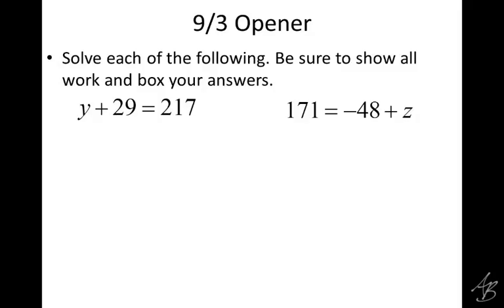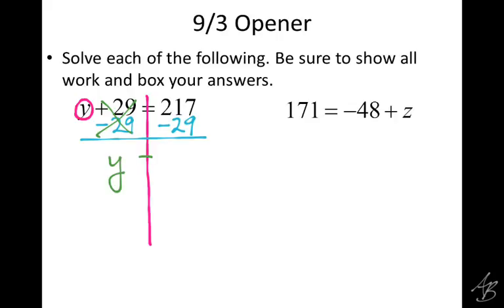All right, this one, we want to get the y by itself. And we've got to draw our line of equality. So to get the y by itself, we're going to have to get rid of the plus 29. How are we going to get rid of that? We'll subtract 29. Okay, don't forget we need to do it on both sides. I'm going to make sure I line up the 10s and the 1s places so that subtraction's nice and easy. The 29's cancel, leaving what on the left side? Y.